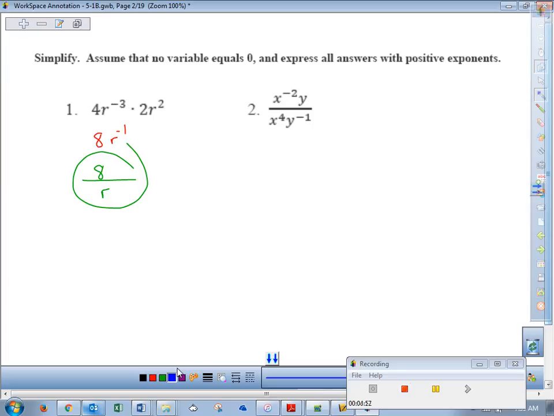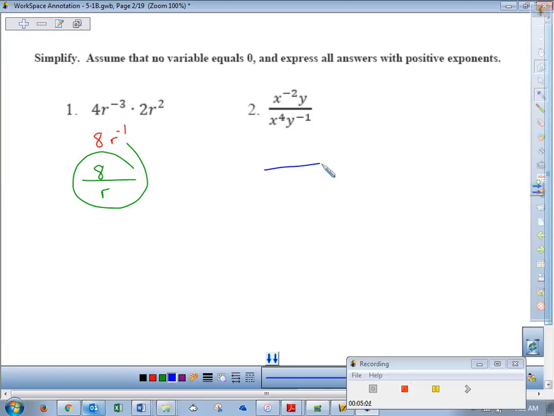Same rules as before. Look at coefficients first. There are none. Start with a fraction bar. That's the best advice I can give you. Start with a fraction bar. And then ask yourself this question. Are there any negative exponents involved?